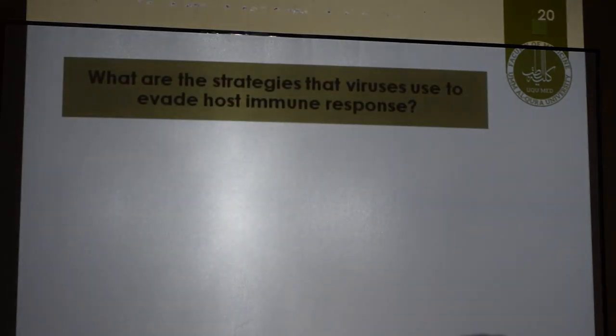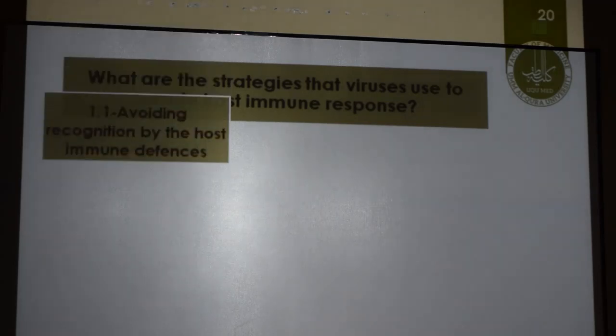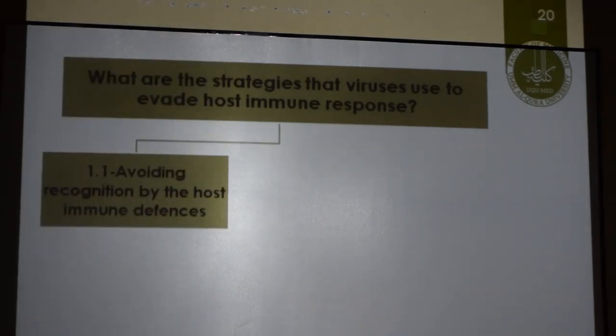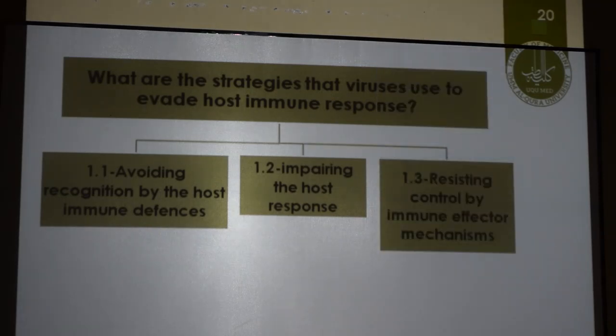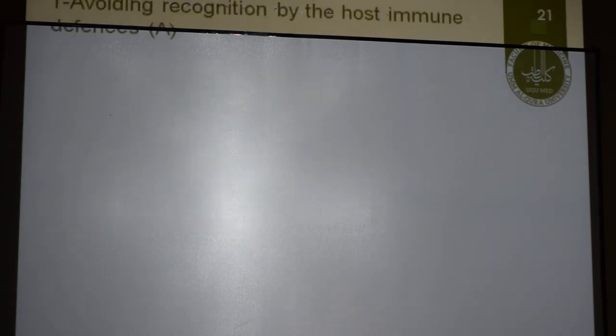There are three strategies that the viruses use. First is avoiding recognition by host defenses: the immune system does not recognize the virus. Number two, play with the host immune system: do something with the immune system that helps the viruses. Third, even if they are recognized, even if the immune cells are activated, resist the damage by the effector cells. We'll see how all of that happens.